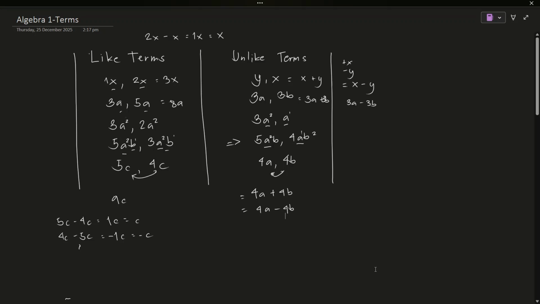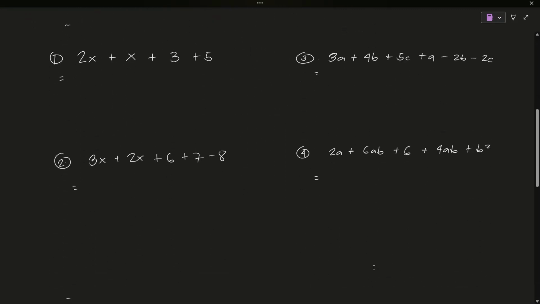Okay, I think we have already familiarized ourselves with like terms and unlike terms. So let's proceed to the examples. So number 1, 2x plus x plus 3 plus 5. Notice for this one, they don't have a term or variable. So they are called constants.